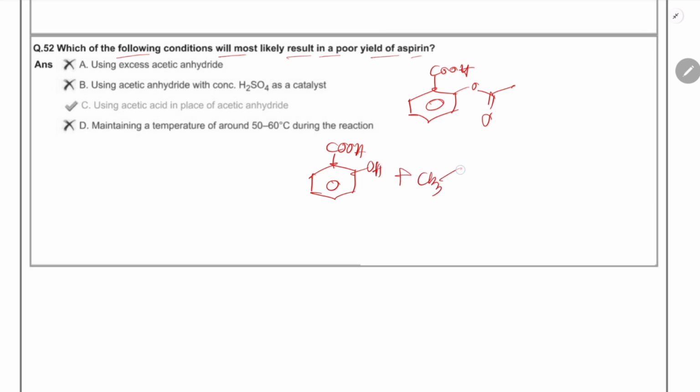Which of the following conditions will most likely result in a poor yield of aspirin? Aspirin structure is acetylsalicylic acid. So there is COOH and this is O. This is the aspirin structure. So if we treat the salicylic acid with acetic anhydride, then it will generate the aspirin. Okay. So basically, this acetic anhydride is very reactive in comparison to CH3COOH, acetic acid.